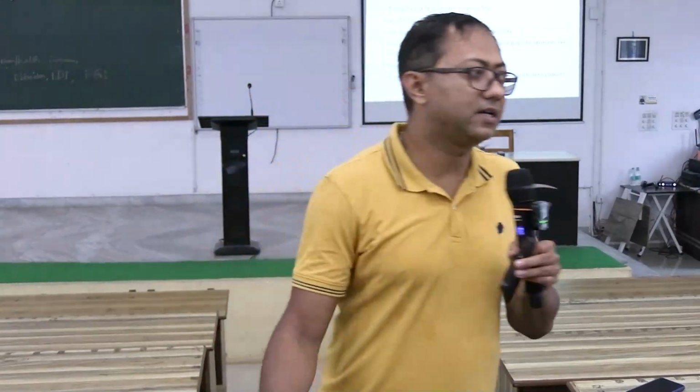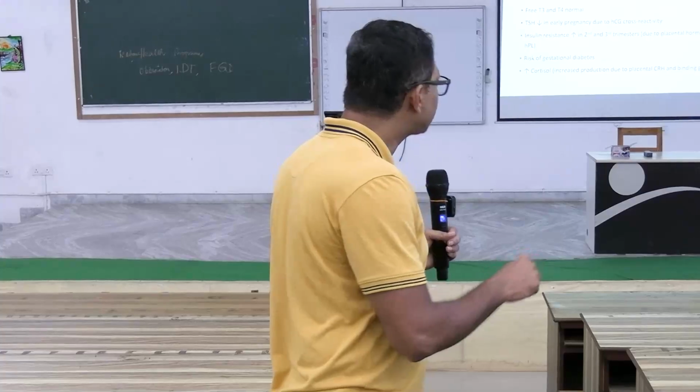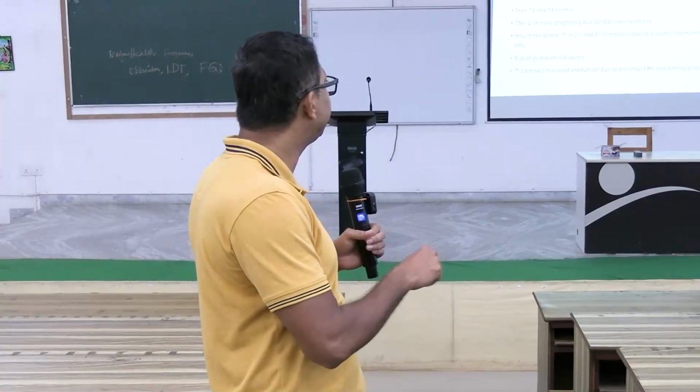More than 2.5 kg is normal birth weight, but in fetal macrosomia it will be 3.5 kg, 4 kg, 4.5 kg, right? And it is very difficult to do a normal delivery, and ultimately the patient needs to undergo a cesarean section. Okay, so next, risk of gestational diabetes, and next is increased cortisol.